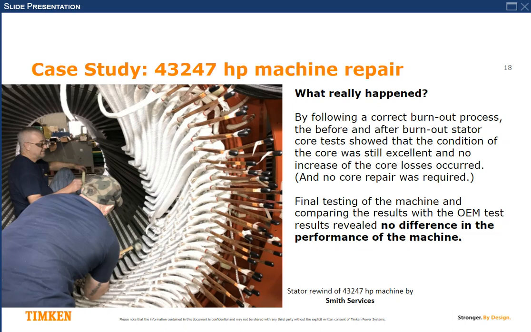In the final testing of the machine on our test bed, we compared it to the OEM test results, and there was no difference in the performance. We put the curves on top of each other, we superimposed them, and you could see no difference in the performance of the machine. So effectively, what we've done is that first rewind, which should not have occurred for the next 20 years. We've restored the machine back to the original condition.